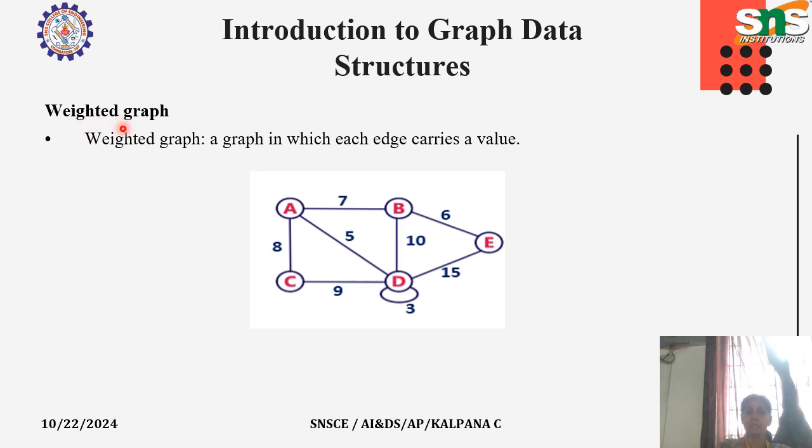So next is the weighted graph. In a weighted graph, on the edges we'll have a value. If you notice, 7, 5, 9, 8, 15, 10 and 6. So all your links, all your edges will carry a value. That is nothing but the weight of the weighted graph.